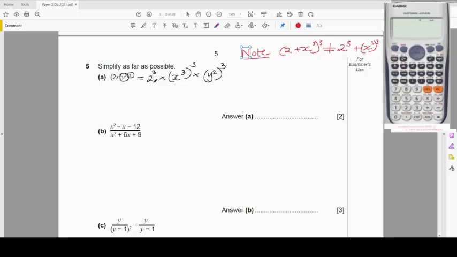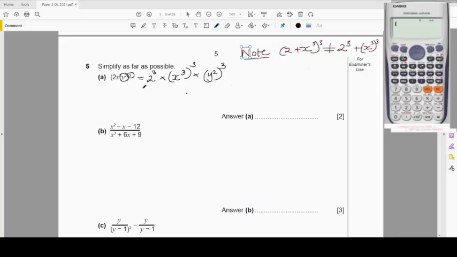The distribution of the exponent over here only applies when you have a multiplication. So if you're adding or subtracting over here, you cannot do this. That is wrong.